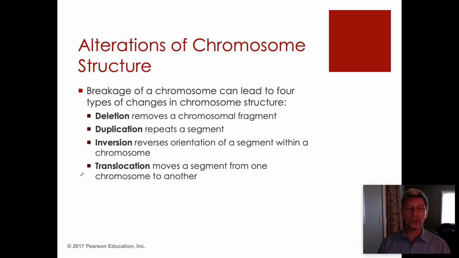An inversion occurs when the chromosome breaks in 2 places, the fragment flips over and then reforms into the chromosome. This can lead to genes that are essentially backwards and not read correctly in the production of proteins. And finally, translocation will take a segment off of one chromosome and essentially glue it onto another chromosome.